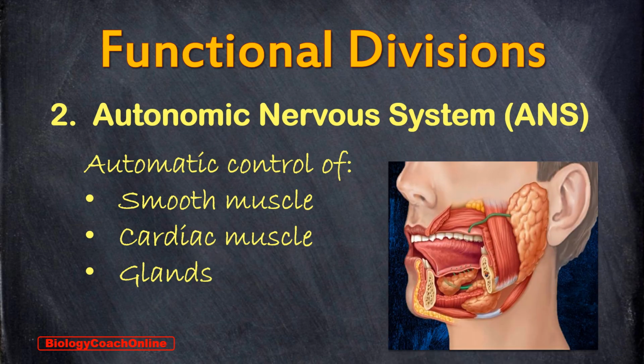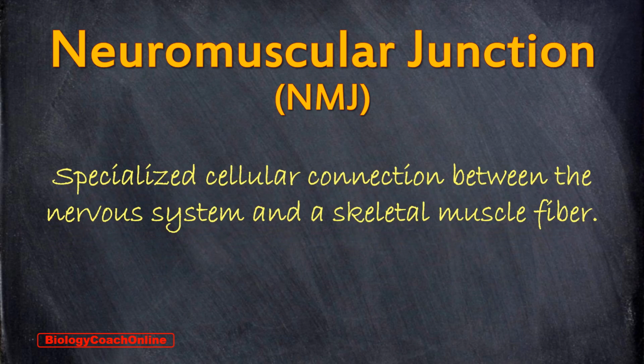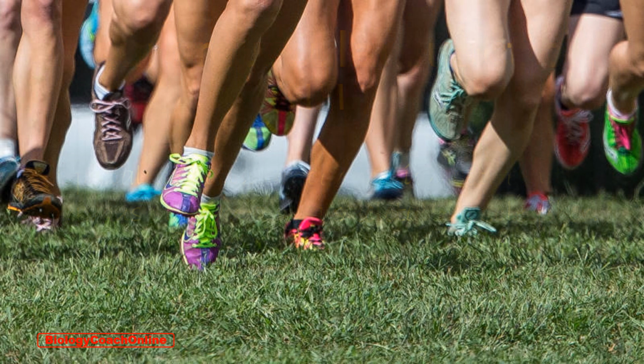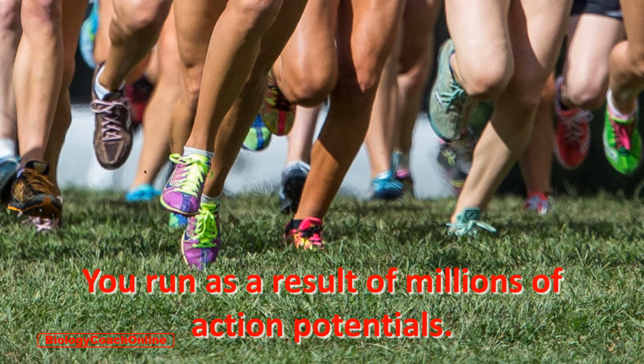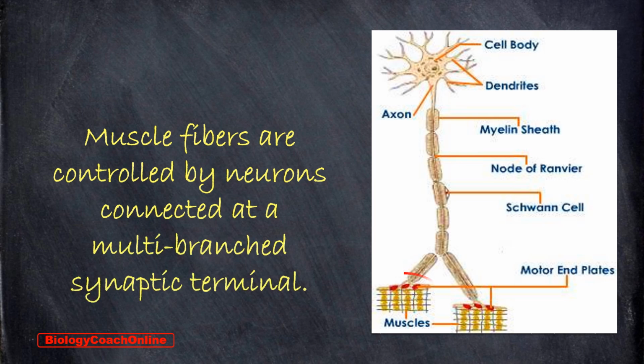Finally, I want to introduce you to the neuromuscular junction, or NMJ. As its name implies, the neuromuscular junction is the junction or connection between the nervous system and the muscular system, specifically skeletal muscle. As you have already surmised, I am sure, skeletal muscle contracts as a result of electrical current, that's an action potential, generated by the nervous system. So each individual muscle fiber is controlled by a single motor neuron whose axon ends in a multi-branched synaptic terminal. This multi-branched synaptic terminal is called a motor end plate.